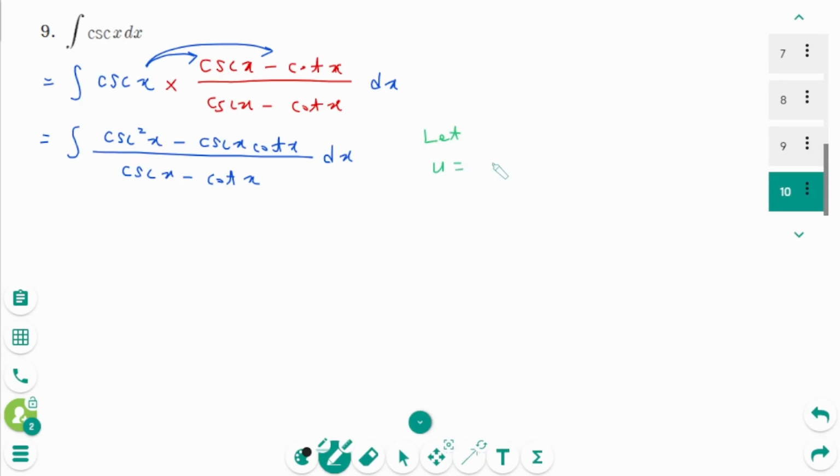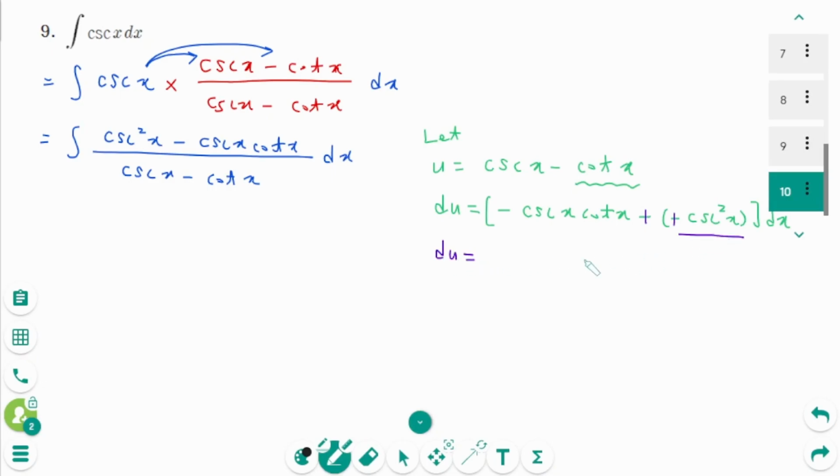Let u equal cosecant x minus cotangent x, du equals minus cosecant x cotangent x minus, differentiating this one, minus cosecant squared x dx. Make positive, we can rewrite as du equals, this part first, cosecant squared x minus cosecant x cotangent x dx. Let's change all x into u.